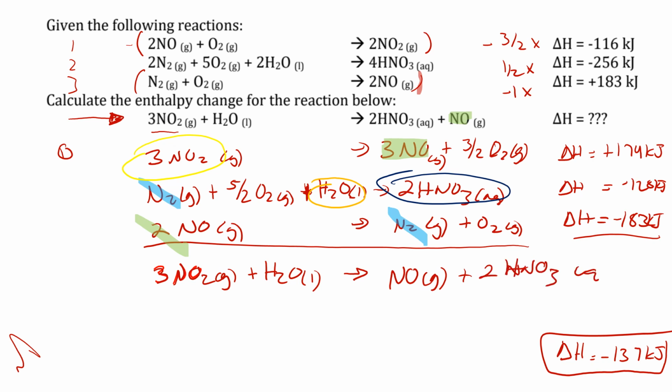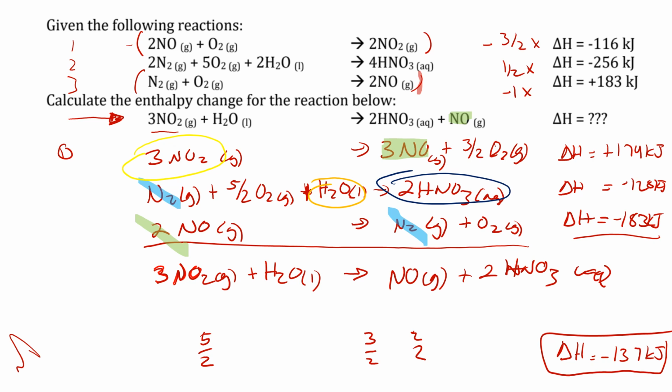So the question is, what happens to the oxygens? Well, math-wise, I have 5 halves O2 here. I have 3 halves, and this is my reactant side. On my product side, I have 3 halves, and I have a 1. But remember, technically, 1 can be a fraction, as in 2 over 2. So if they're both present on both sides, they disappear. So I'm left with my final reaction.